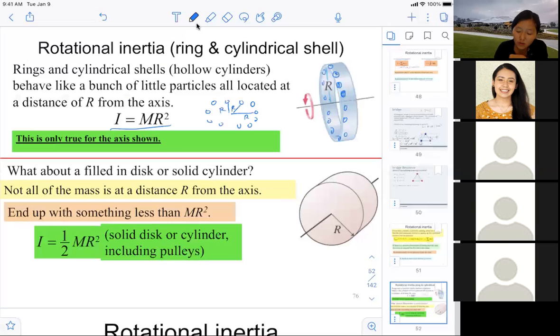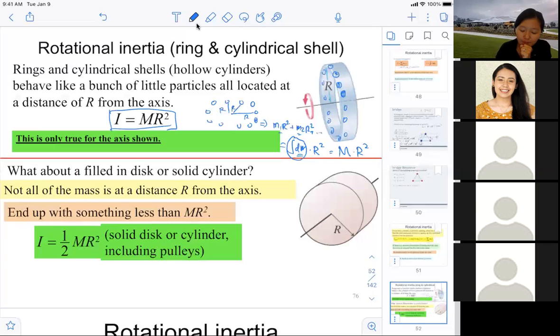So if I add up all these different little points, I should get little m r squared. But now these m's are continuous, so you end up having to integrate all the masses. They're all at the same distance r squared. So the integral of the mass becomes the total mass of the ring, capital M. So M r squared. That's why, because all of its mass is at the same distance from the center. So M r squared, that is for the ring.